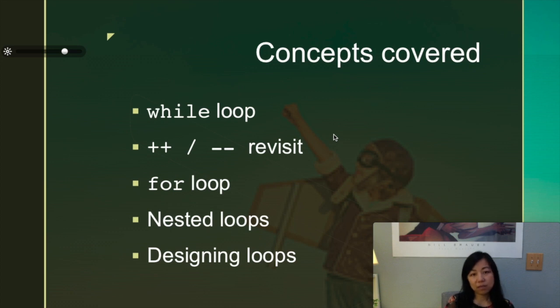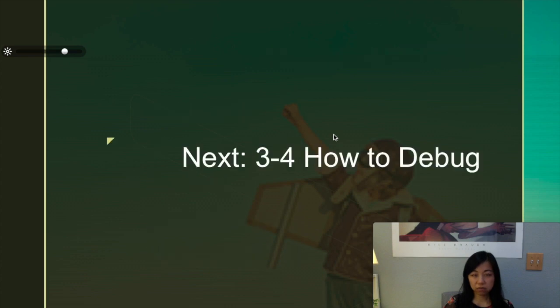So the concepts that we've covered: while loop, or actually do while loop, we have covered the increment, decrement operators, for loop, nested loops, and how to design loops. We will go to the next session, which is how to debug.